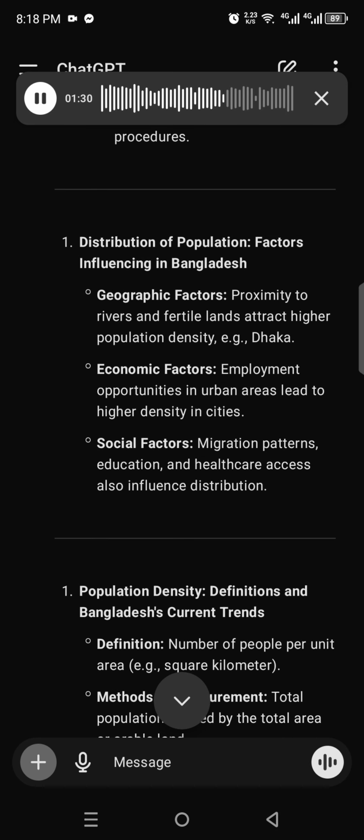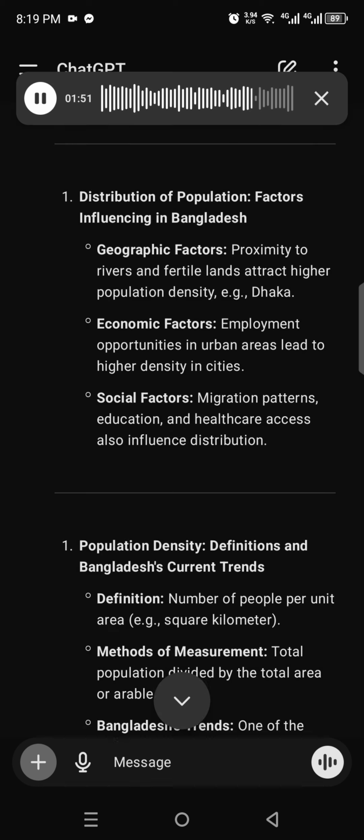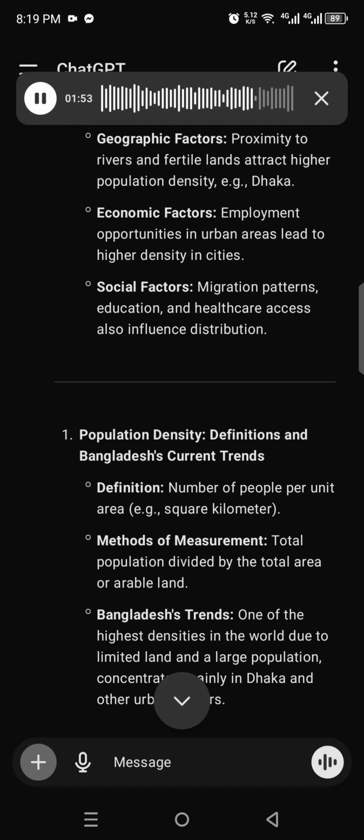4. Distribution of population, factors influencing in Bangladesh. Geographic factors: proximity to rivers and fertile lands attract higher population density, e.g. Dhaka. Economic factors: employment opportunities in urban areas lead to higher density in cities. Social factors: migration patterns, education, and healthcare access also influence distribution.